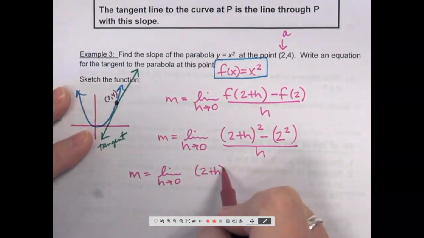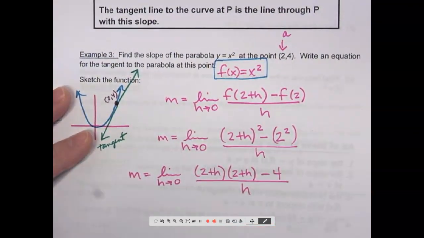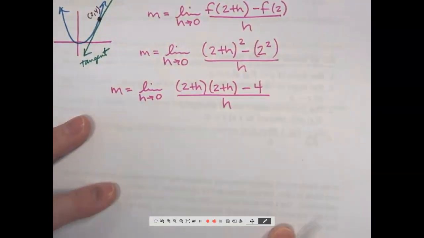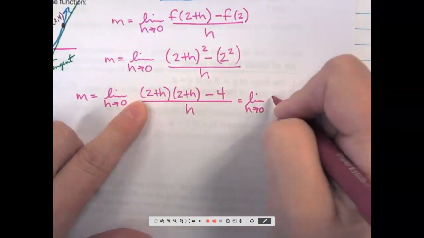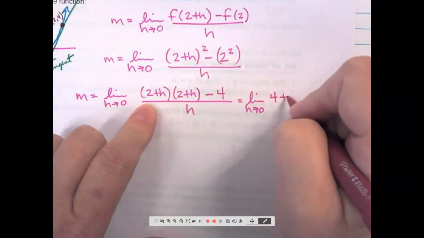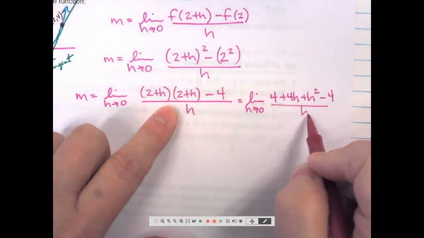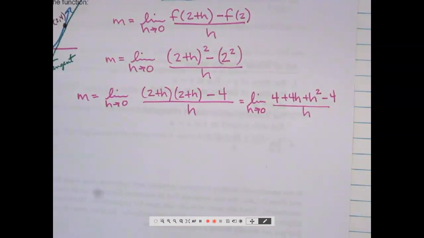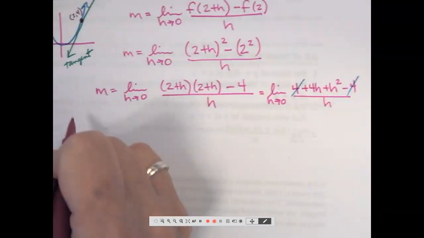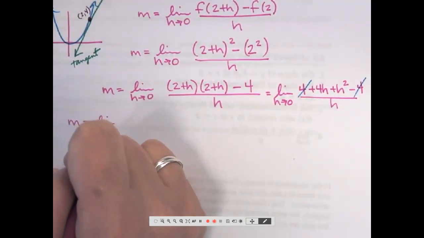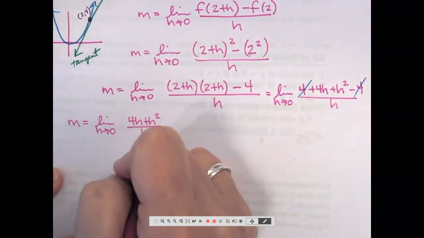Two plus h times 2 plus h minus, and I know that that's 4, over h. Okay, let's get our algebra on here. That's going to be 4 plus 4h plus h squared minus 4 over h. Okay, the 4's cancel. So I have the slope is the limit as h approaches 0 of 4h plus h squared over h.